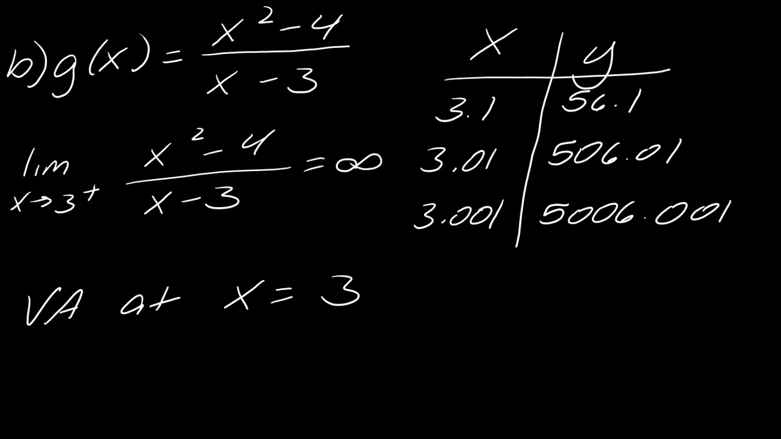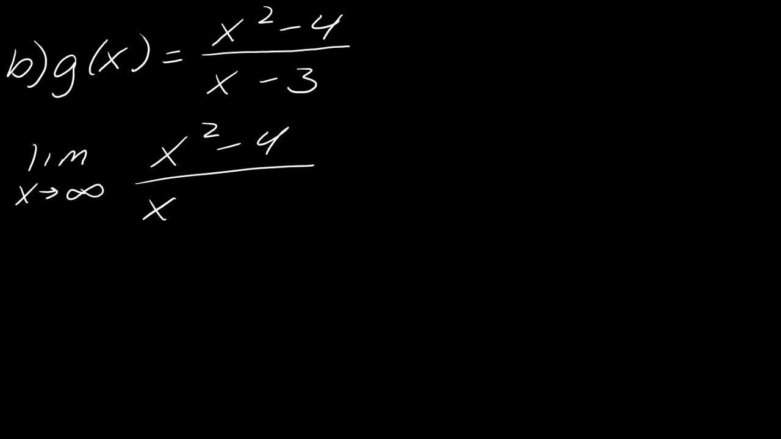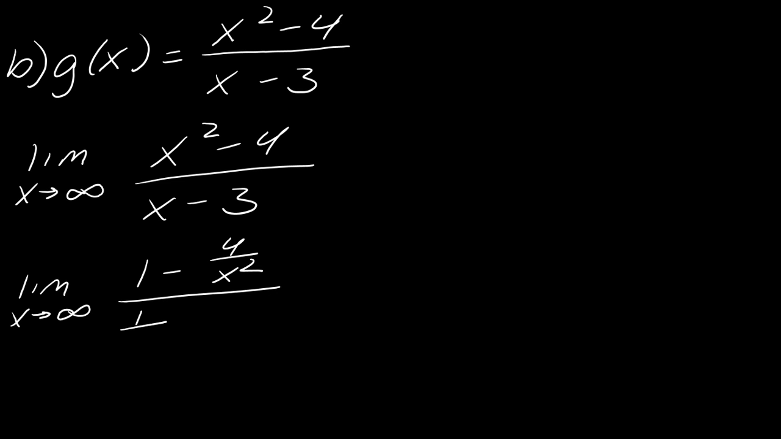Okay, so now to the other asymptotes. Let's think about what happens as I take the limit as x approaches infinity. Here's the deal with this. If you divide everything by the highest power, so with x going to infinity, I divide everything by x squared, I get 1 minus 4 over x squared, and then 1 over x minus 3 over x squared.